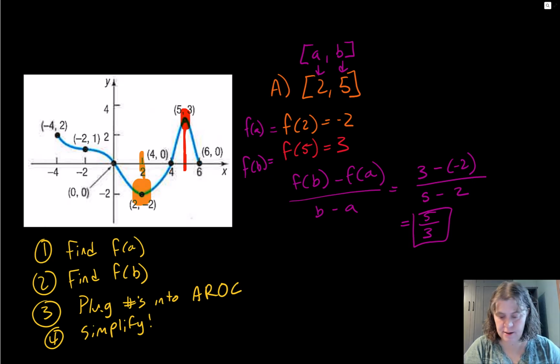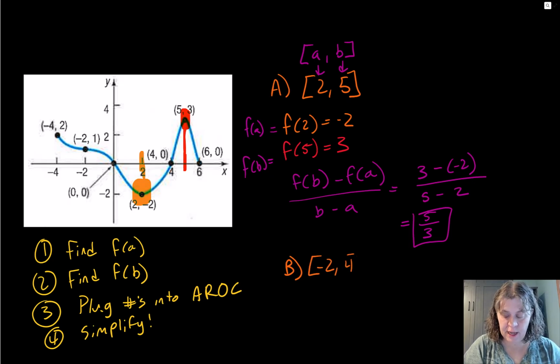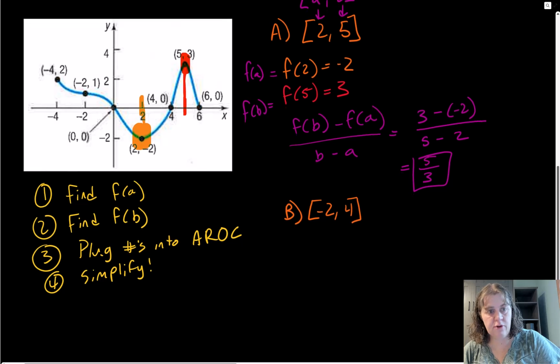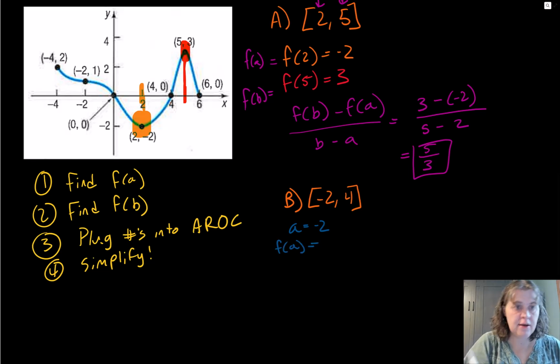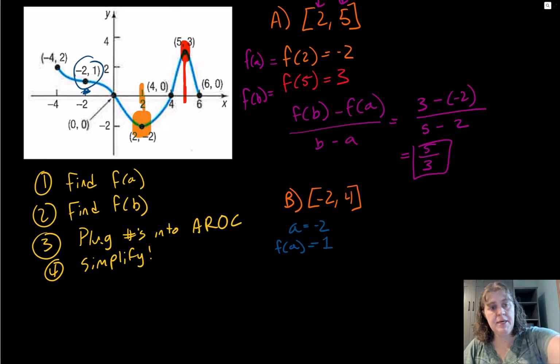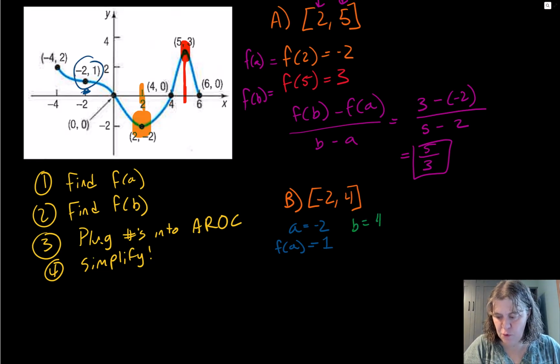Okay. And then letter b, I want to find the average rate of change from negative 2 to 4. So negative 2 to 4. So let's see. a equals negative 2. So f of a equals, that would be this point here. So that would be equal to 1. All right, and then b is 4. So f of 4 is right here. So that would be equal to 0.